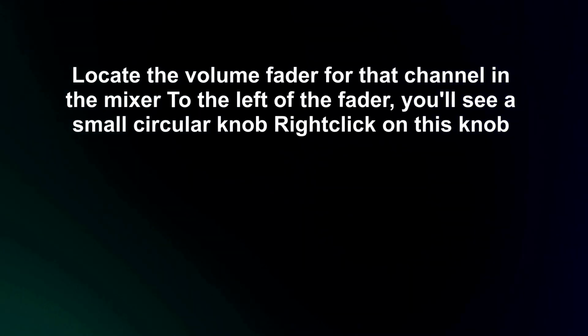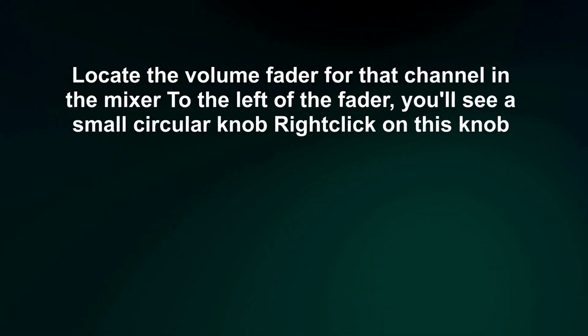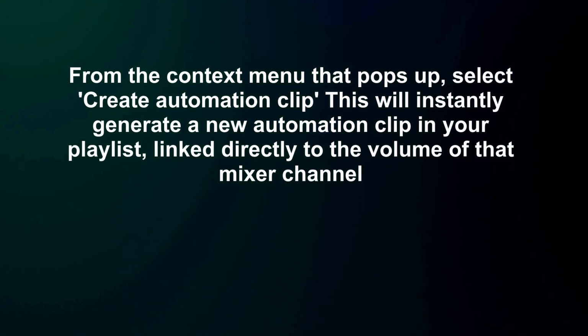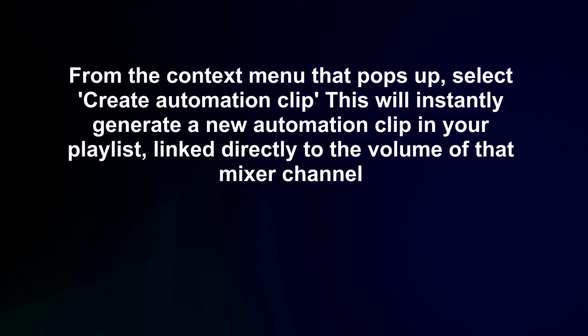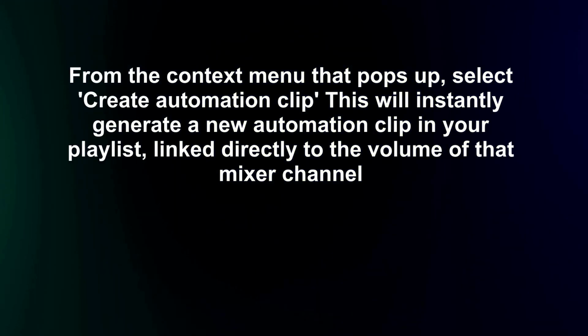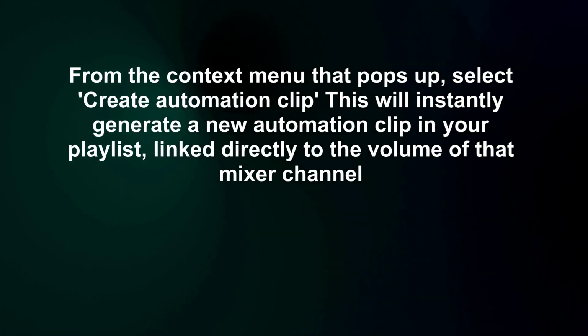To the left of the fader, you'll see a small circular knob. Right-click on this knob. From the context menu that pops up, select Create Automation Clip. This will instantly generate a new automation clip in your playlist, linked directly to the volume of that mixer channel.